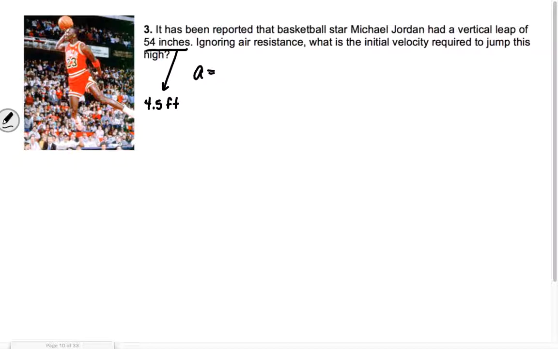We're going to make that 4.5 feet. That's going to make our lives a lot easier because personally, I don't know what the acceleration due to gravity is in inches. That sounds like a pain. We're just going to stick with negative 32. I know how to convert it. So our velocity function is going to be negative 32t plus our initial velocity.